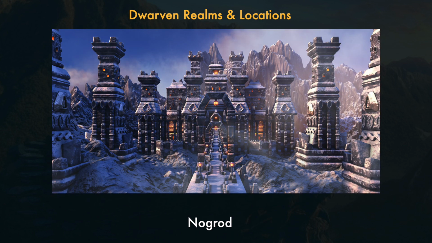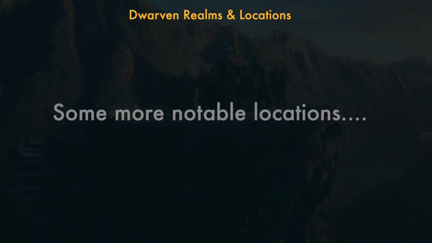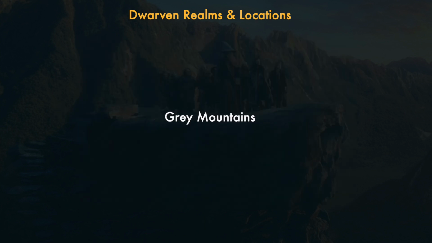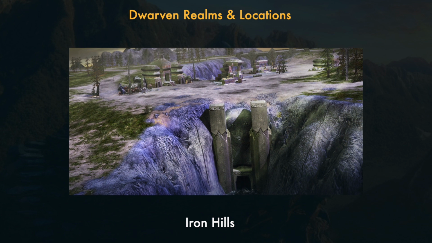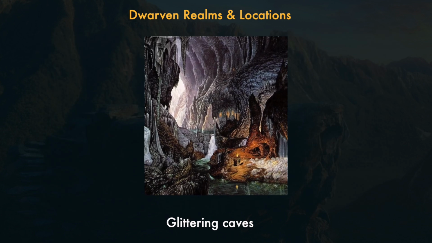Nogrod and Belegost were two great Dwarven cities located in the Blue Mountains. A few more notable locations are the Grey Mountains and Iron Hills, both mountain ranges to the north of Middle-earth, and the Glittering Caves near Helm's Deep.